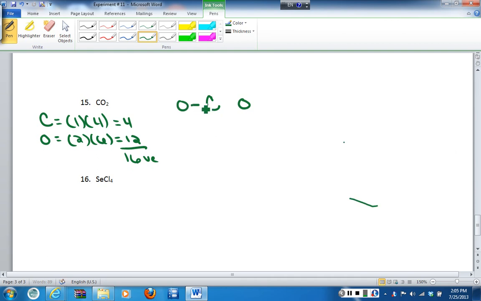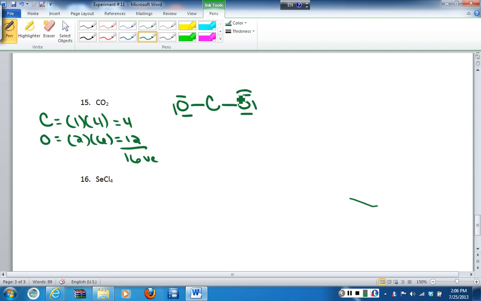I give a single bond from my central atom to both of my terminal atoms. I give both of my oxygens 8 valence electrons, and then any remaining electrons I put on my carbon as lone pairs. However, I've used all 16, so if I look at this, both oxygens have an octet, but carbon does not have an octet. So I know that this is an example of when I have too few valence electrons.